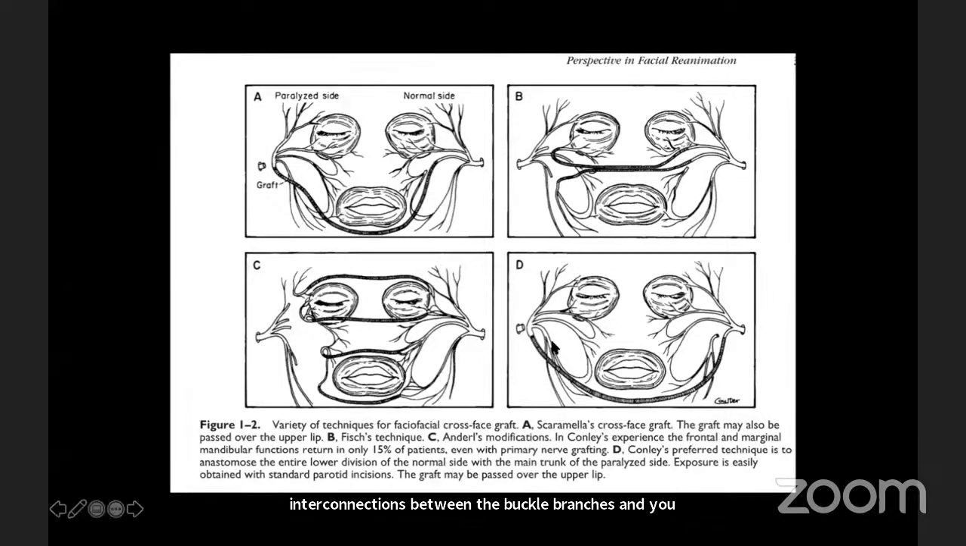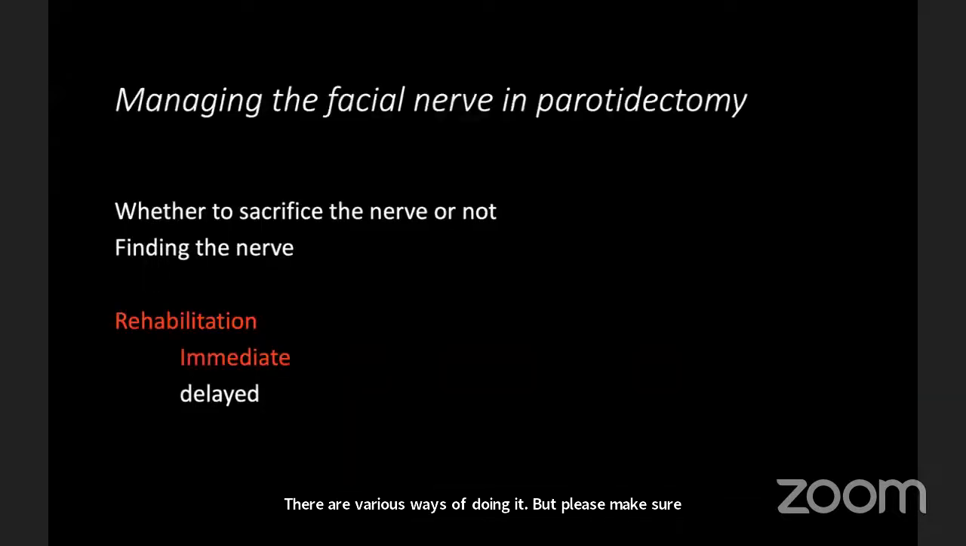And there are various ways of taking that buccal branch to the opposite side. You can take it under the lower lip. You can take it above the upper lip. You can take it through the neck. There are various ways of doing it. But please make sure you do the lignocaine test before you decide which branch to take.